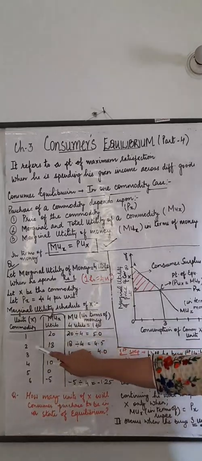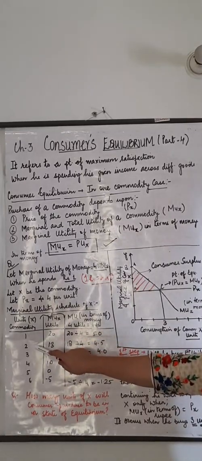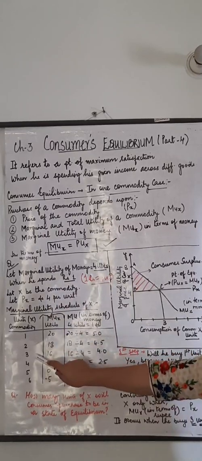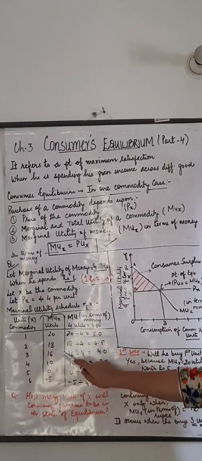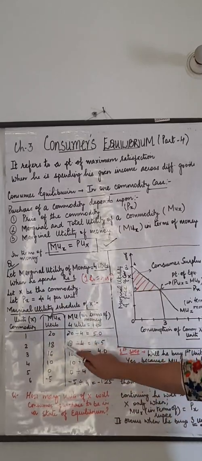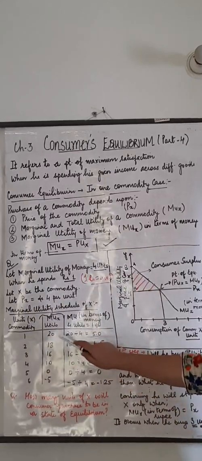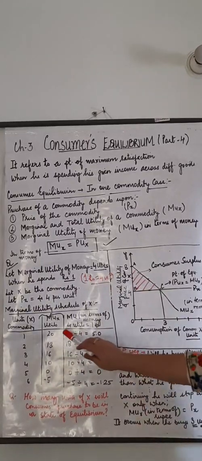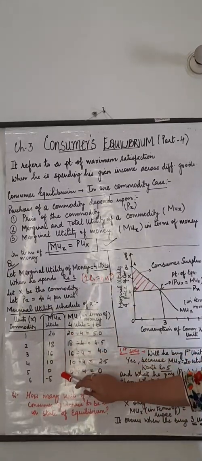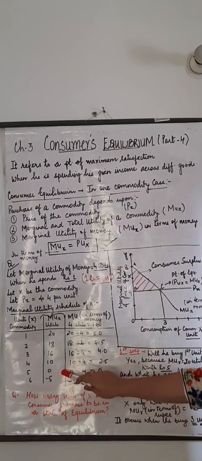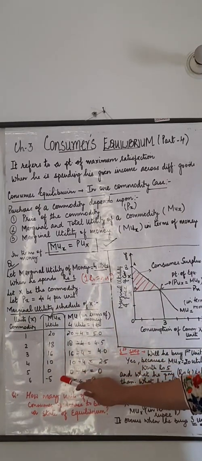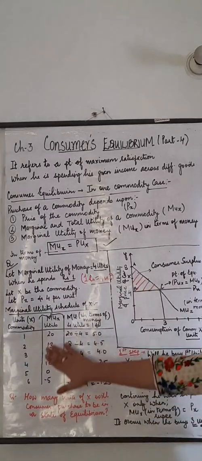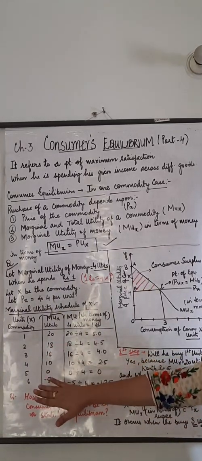Then when 2 units are consumed, MUX is 18 utils. When 3 units, then it becomes 16. And you can see it is following the pattern that as more and more units we are consuming, MUX tends to decline. At a certain point it becomes 0 and then it becomes negative. Alright, so this is clear that this is the marginal utility schedule.